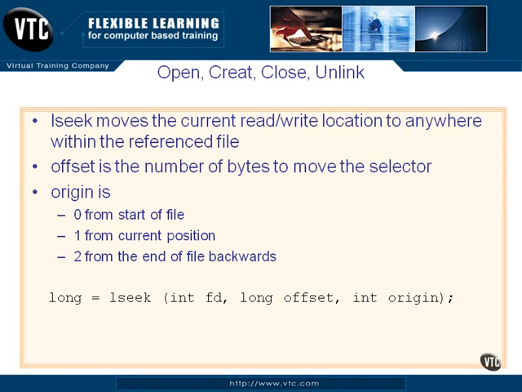0 bytes. If you want to jump to the end of the file and be able to append to it, well then you do an offset of 0, origin of 2 from the end of the file. So you'll go out to the end of the file marker and move 0 positions, and now you're ready to add a new record. So that's the lseek.